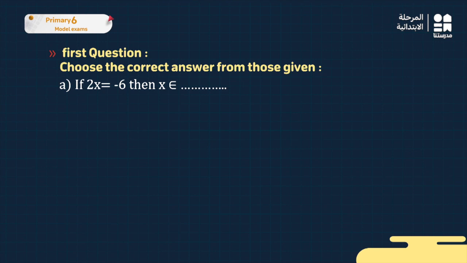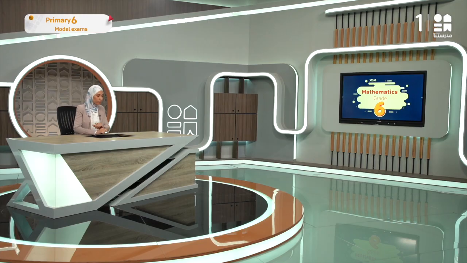I am supposed to divide by 2 on both sides. So 2x divided by 2 equals -6 divided by 2, so x equals -3. So -3 is supposed to be where? -3 in N? Of course not. It's a negative integer, and I don't have any negative integers in the natural set.